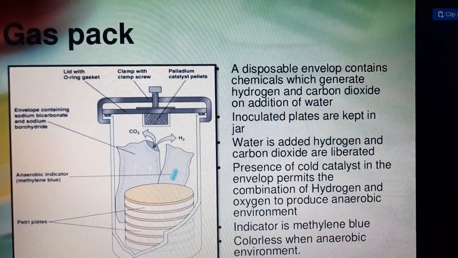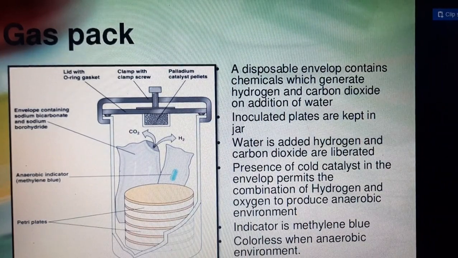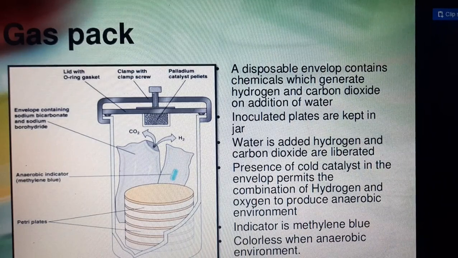Gas pack. Gas pack comes under the chemical or biological absorption of oxygen methods. There are different types of chemical methods. Chromium and sulfuric acid. A mixture of chromium and sulfuric acid is used for the production of anaerobiosis. These two chemicals react in the presence of oxygen and produce chromous sulfate.